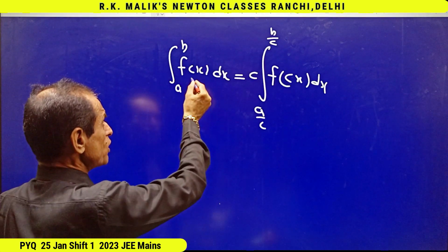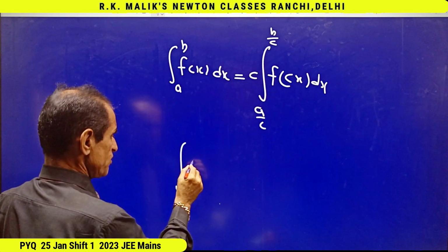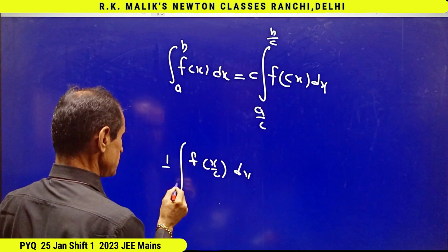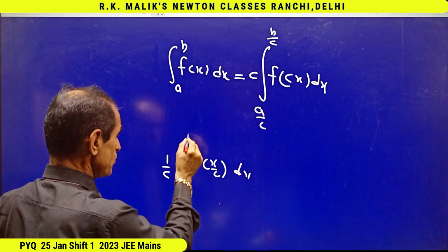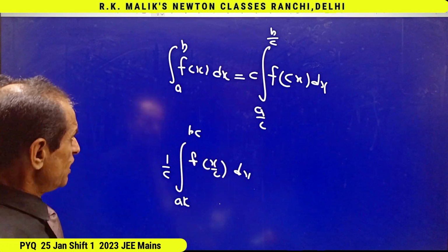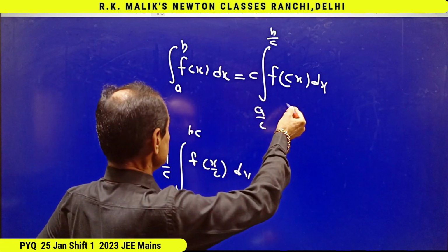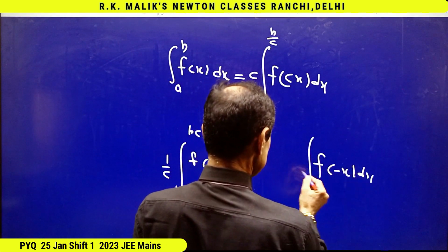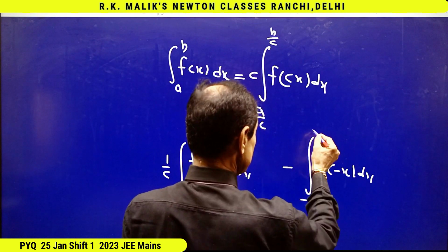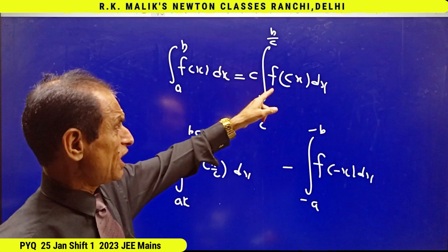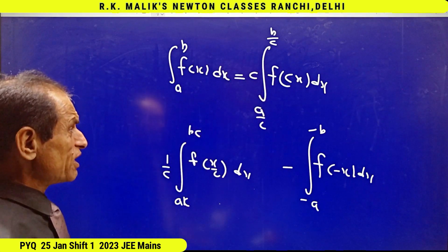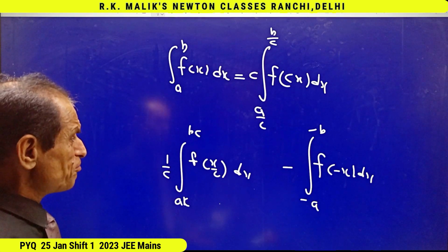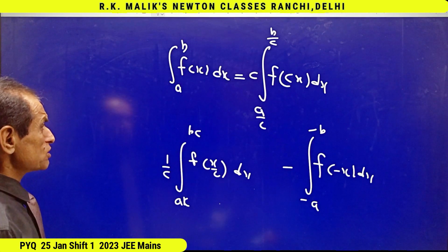And lastly, if you want to bring x upon c, that is f(x/c) dx, you will be writing 1 by c, and here you will multiply by c. And lastly, a particular case of this is if you want to bring minus x for x, you will have to write minus here, minus a and minus b. That is, for c, I have written minus 1 here. These concepts are very important, very useful concepts. If you don't know these concepts, still you can do the question, but these concepts make your solution very short and simple.